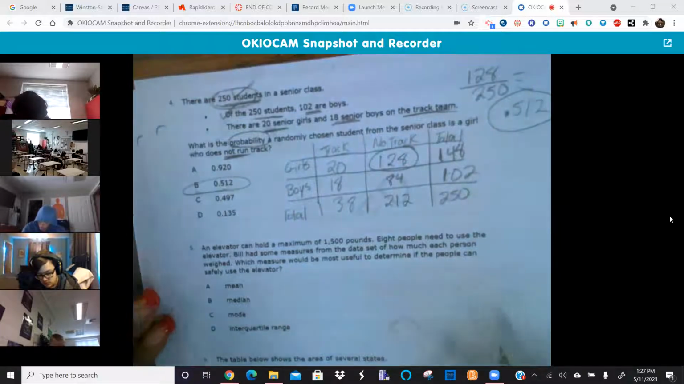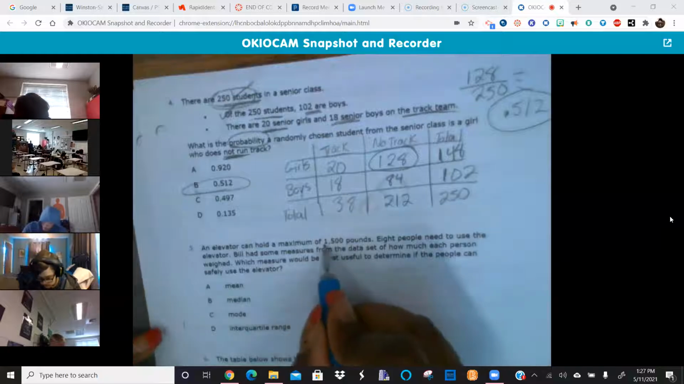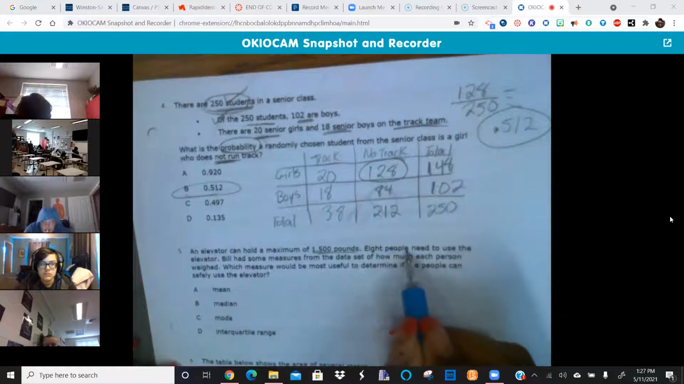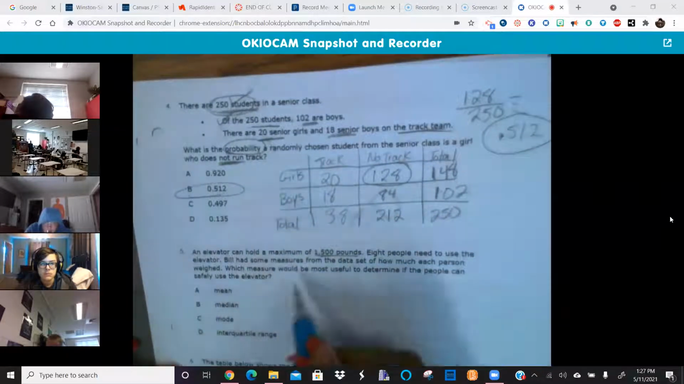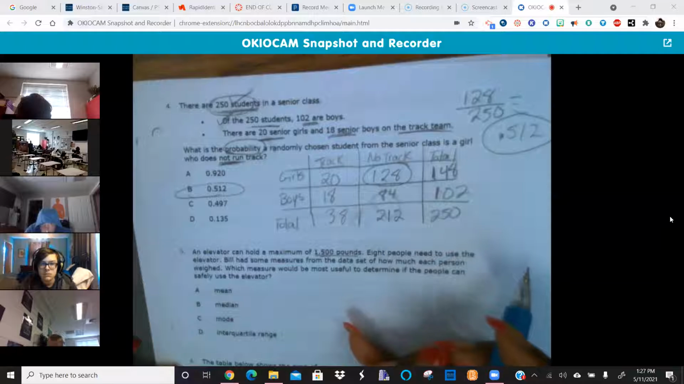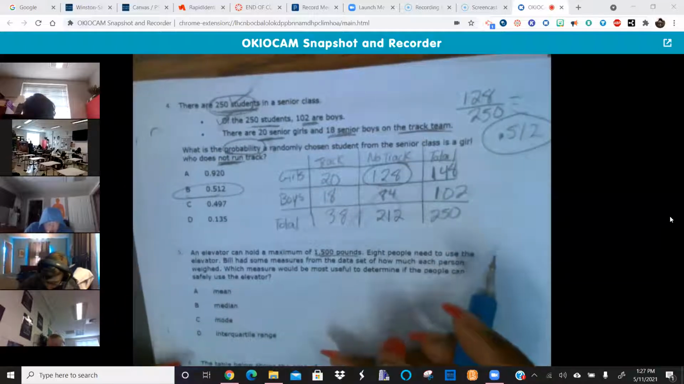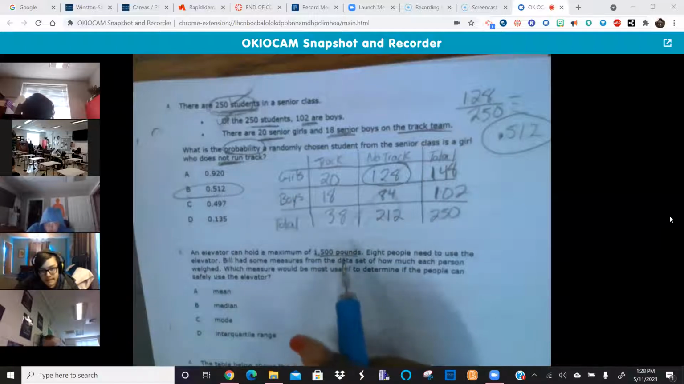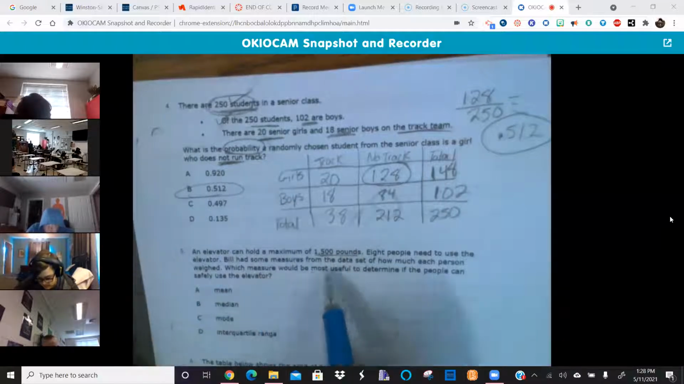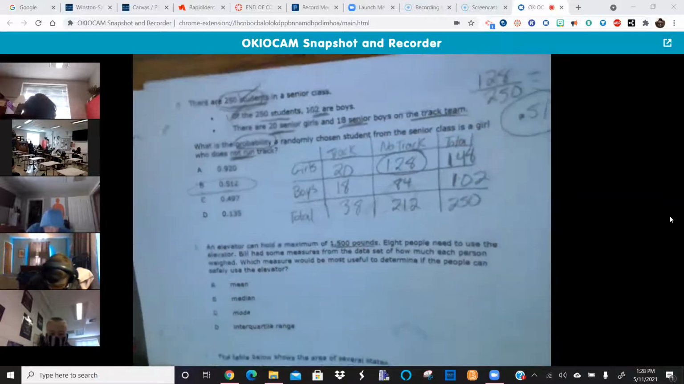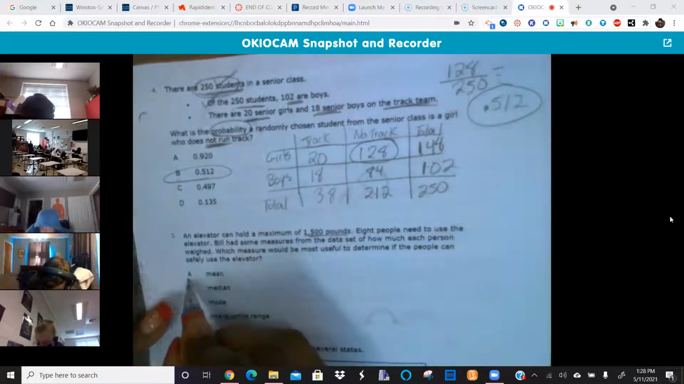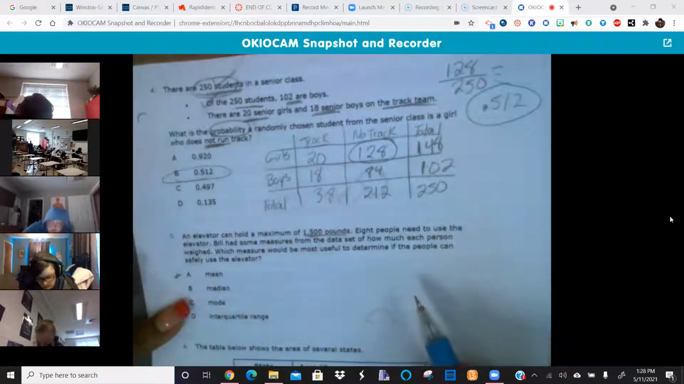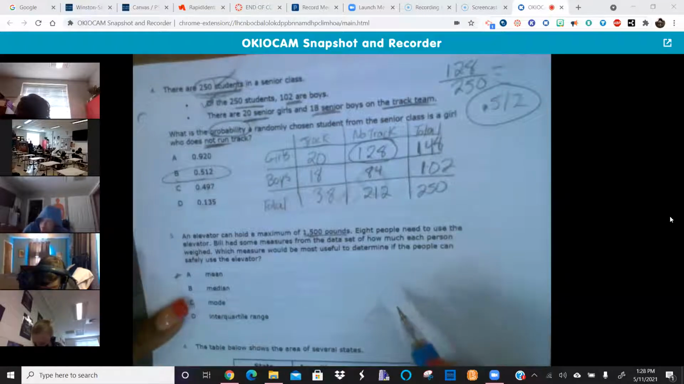Okay, all right. An elevator can hold a maximum of 1,500 pounds, okay? 8 people need to use the elevator. Bill has some measurements from a data set of how much each person weighed. All right, so he knew about how much each person weighed, or he got the measurements of each person. Which measure would be most useful to determine if people can safely use an elevator? The average weight, okay, that could be very useful. That's a possible answer there. The average of how much each person weighed, that could be very useful.